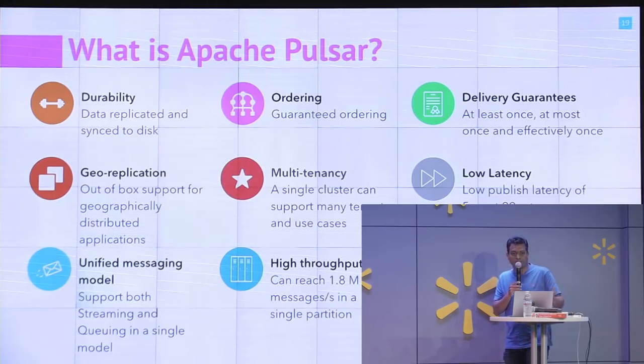It supports all the usual mechanisms of at least once, at most once, effectively once, and so on and so forth. So as a consumer, you can rest assured that you will get the data in the order semantics that you want.